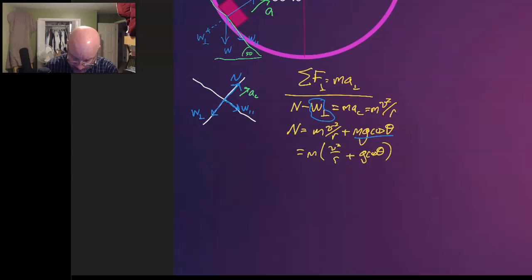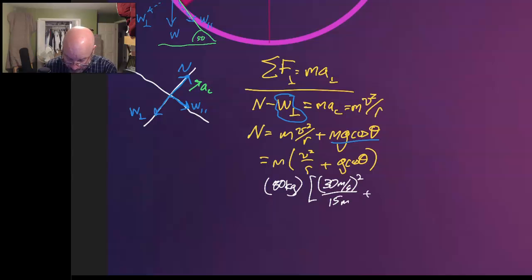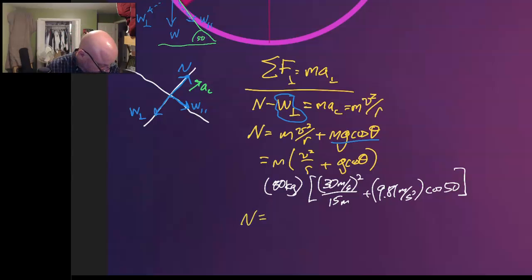All right, now I feel like we could probably put some numbers in there. So we're going to have 80 kilograms, and 30 meters per second, quantity squared, divided by a radius of 15 meters, plus 9.81 meters per second squared times the cosine of 50 degrees. Okay. Now, when you run those numbers, what you're going to end up with is 5304 newtons. Okay. Which again, I've not done a very good job with my numbers here.